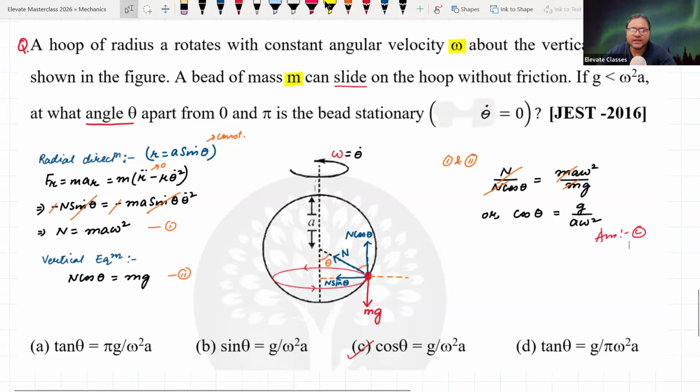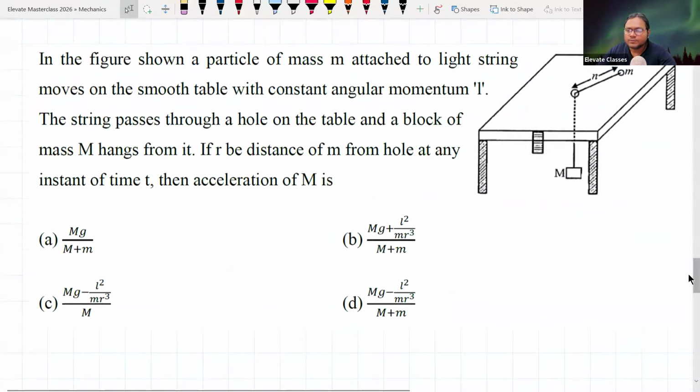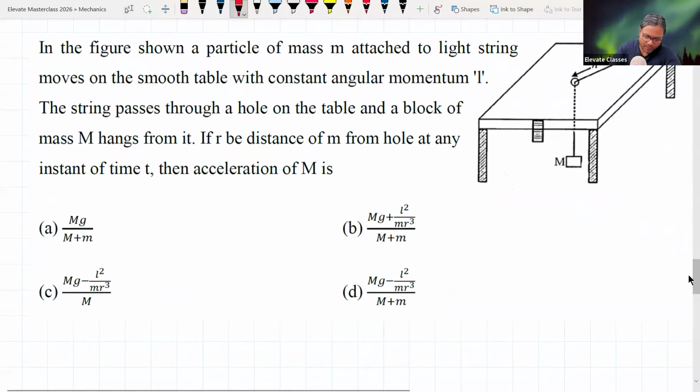Let's try a slightly different type of question. Let us do a little bit of a different type of question. All right, this is a practice problem for you. Interesting problem. Let's try to solve this.